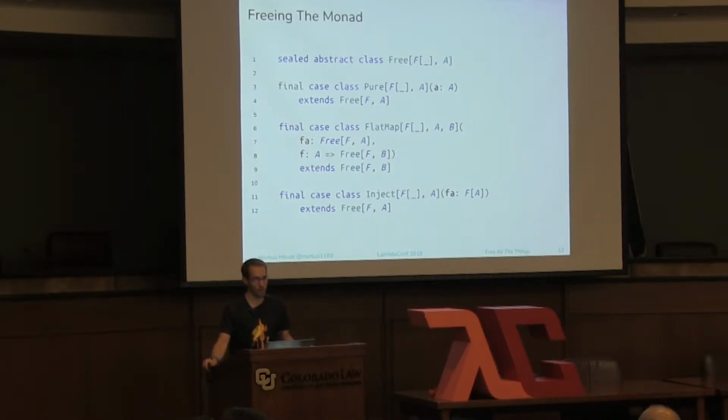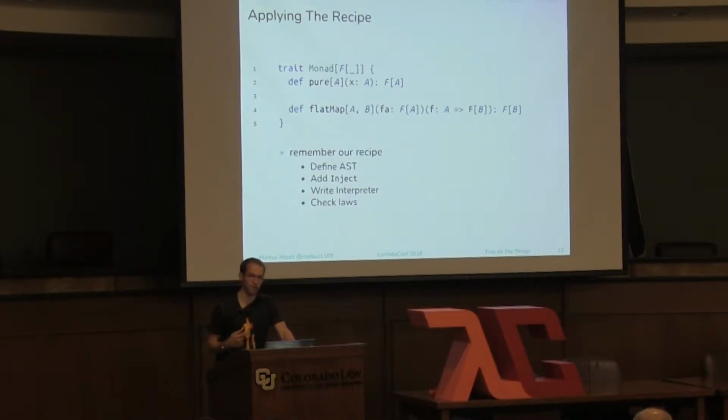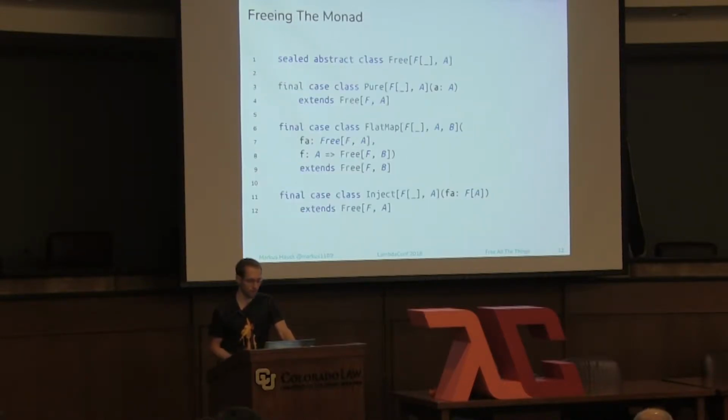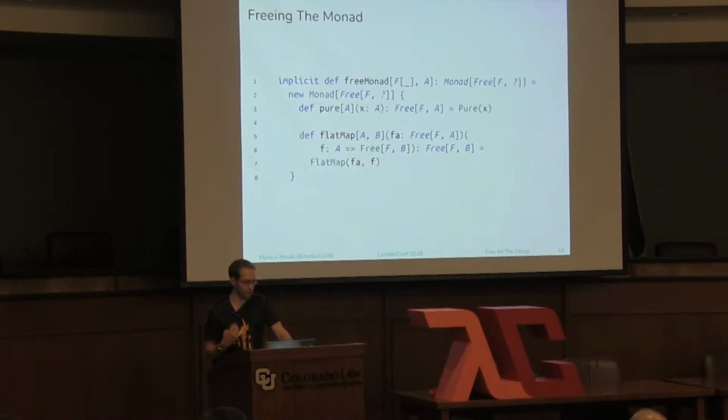Then we have another case class called FlatMap, which, surprise again, is just the same as the operations in the type class. It takes a wrapped value of type Free of fa, and the function that is the actual bind. And then if you go back to the recipe, the next step is to add this inject clause. So the third case class is a special node named Inject, which, given a wrapped value of type fa, so it's not yet a Free, extends Free of F and A.